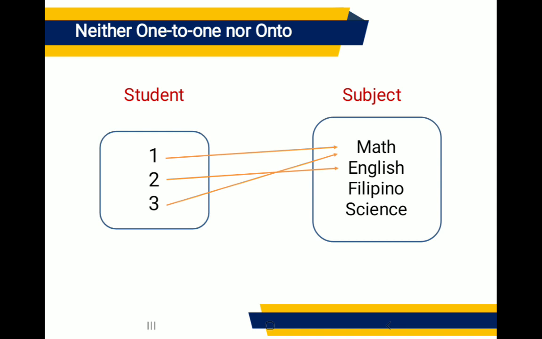So, hindi doon natin masasabi na it is 1-to-1 nor on-to. Because, dalawa yung pre-image ng math, which is 1 and 3. Okay? Yung math, mayroon siyang dalawang pre-image, which is 1 and 3. So, yung element na 1 at saka 3, ang image nila ay parehong math.